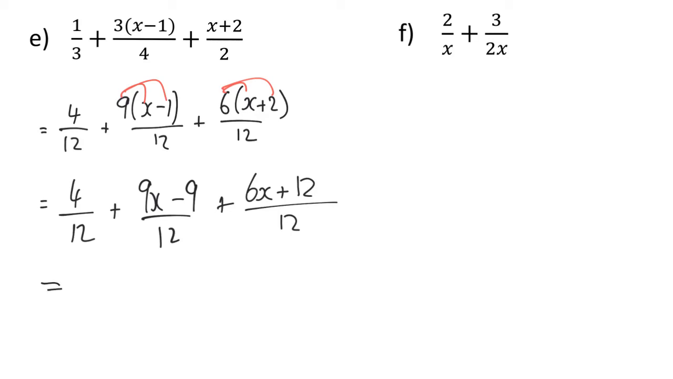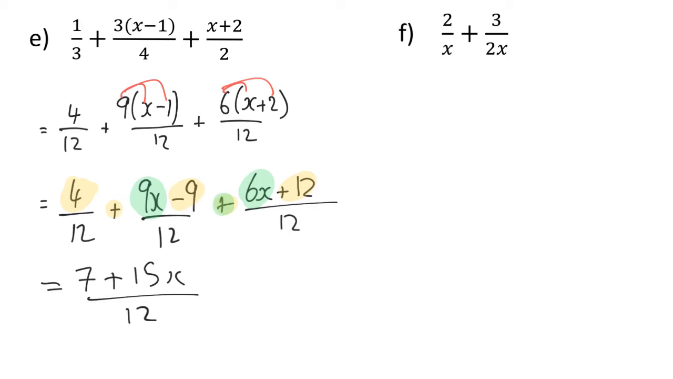So number-wise, we've got 4 plus minus 9 plus 12. So 4 plus minus 9 is 4 take away 9, which is negative 5. And negative 5 plus 12 is 7. Then we've got letters. We need to look at collecting the letters together. We've got 9x plus 6x. So 9 plus 6 is 15. So we've got then plus 15x, and that's over 12.